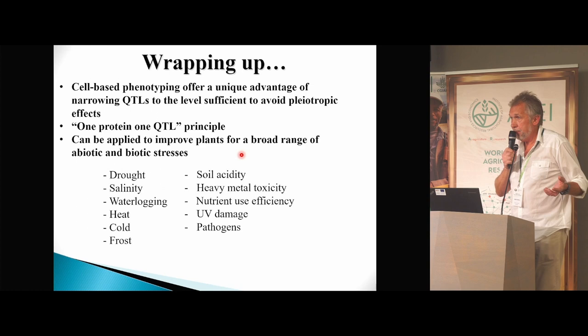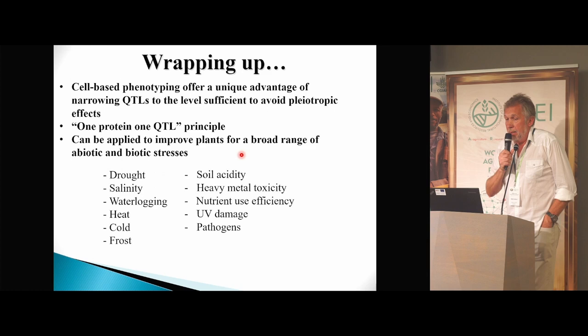And in planta, we have pretty high kinetics. The time resolution of our system is 5 seconds. So we can look at heavy metals, and we're doing that, cadmium, arsenic. You can look at nutrient use efficiencies for potassium, nitrate, phosphate, whatever you have. You can look at the pathogens. You can look at UV damage. We've done a lot of background work. In fact, we published more than 300 papers, more or less using this technique.